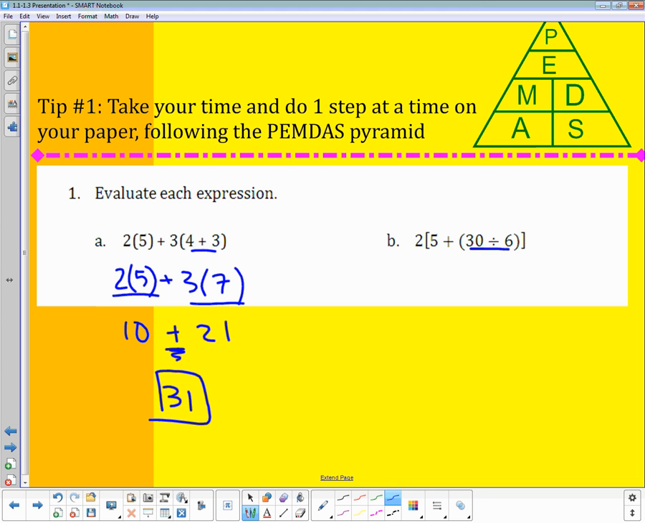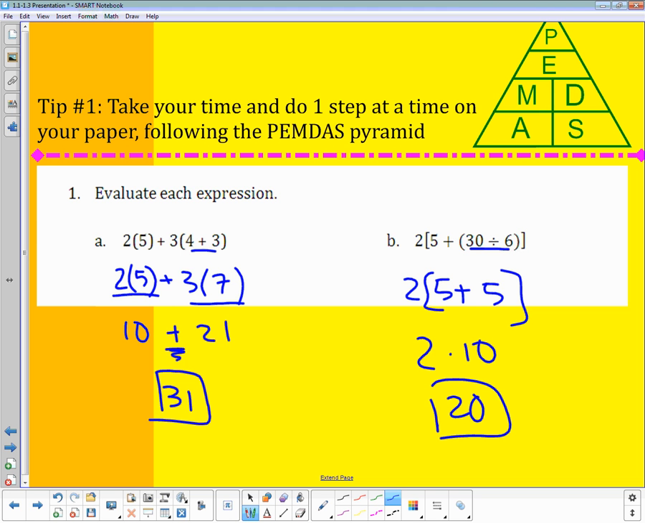So I'm going to start on the inside with 30 divided by 6. I'd have 2 times the quantity 5 plus 30 divided by 6, which is 5. Once I've evaluated that parenthesis, we don't actually need to write it anymore. Then I have 5 plus 5, which ends up being 10. So I have 2 times 10, which gives me 20. So 20 would be my evaluated expression there.